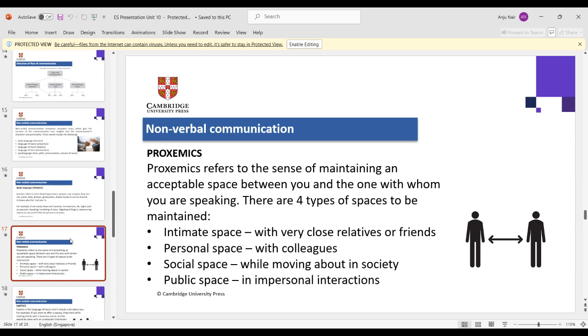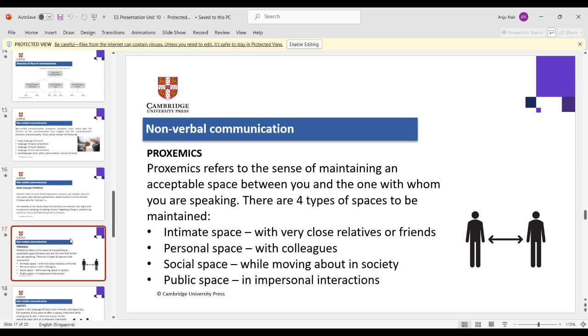Then social space means the space which helps you to navigate while you are working in society or in social groups. So you attend a marriage. There also, with close friends, you do not maintain a distance, but with people whom you know, in social functions, you try to maintain a distance. So that is the social space.